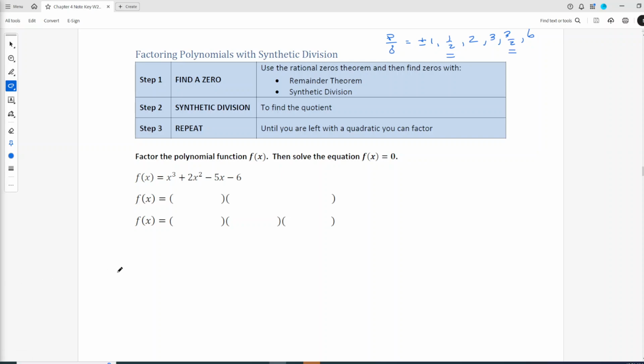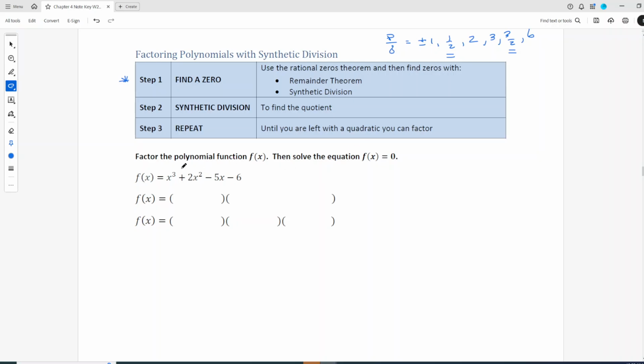All right, so let's tie those things together. What we're going to be doing is factoring polynomials using synthetic division. You could use long division, but nobody's going to. The first step is to find a zero, so you're going to use the rational zeros theorem to find a potential zero. Then you're going to use synthetic division to find the quotient. And then you're going to repeat until you're left with a quadratic that you can factor.